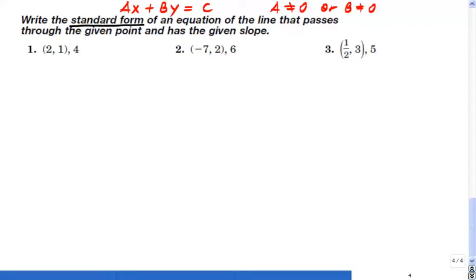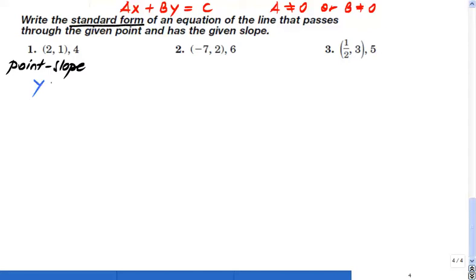Well, because I have to write in the standard form, how about starting backwards and thinking about how I can write this equation in a different form and then change that form into the standard form? You guys remember the point slope form.